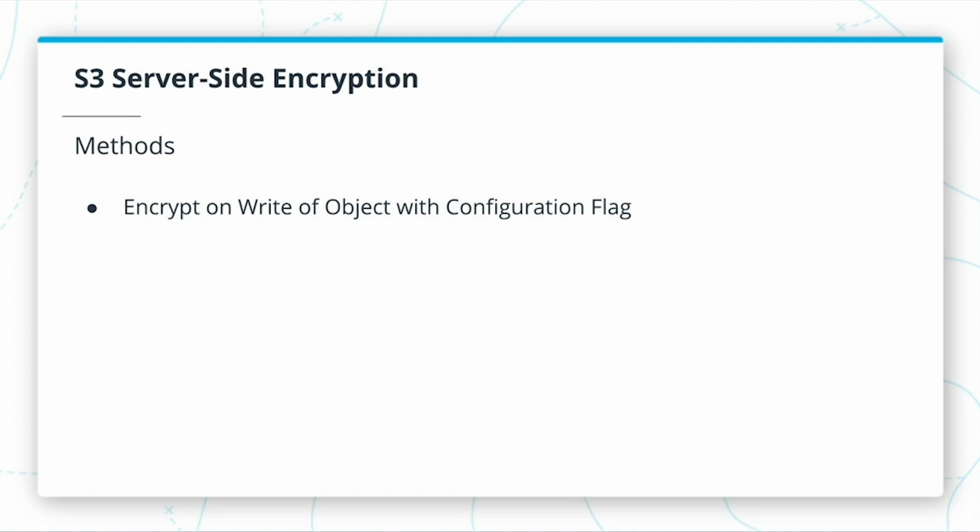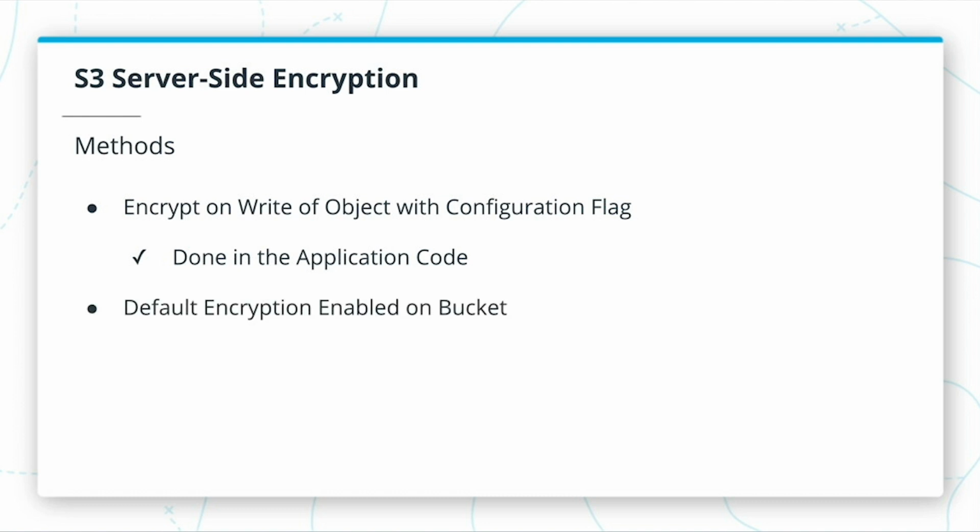Encrypt on write of object. API calls to S3 for uploading or copying file objects will need to explicitly specify the type of server-side encryption desired. The application code will need to be aware of the desired server-side encryption setting that is chosen.